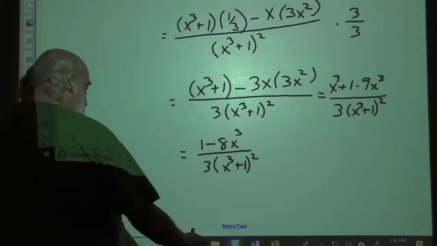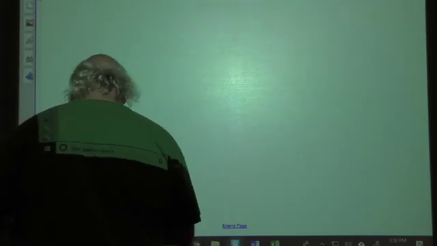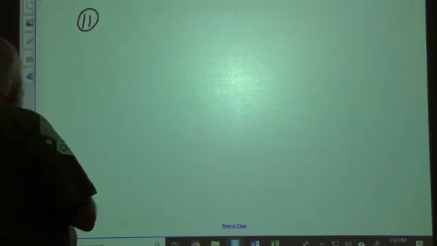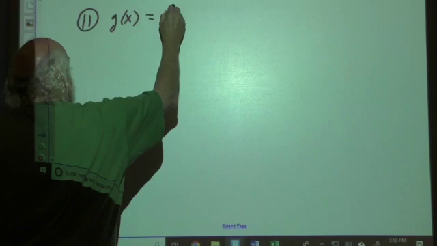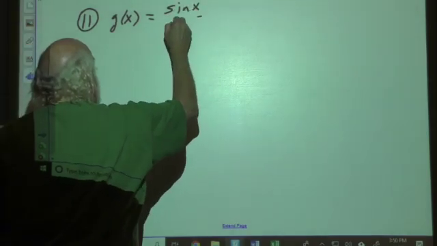Okay? Number 11. Number 11 is a nice little trigonometric function here. So let's take a look at that. g of x is equal to sine of x over x squared.